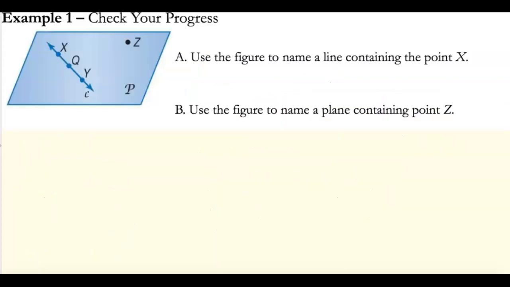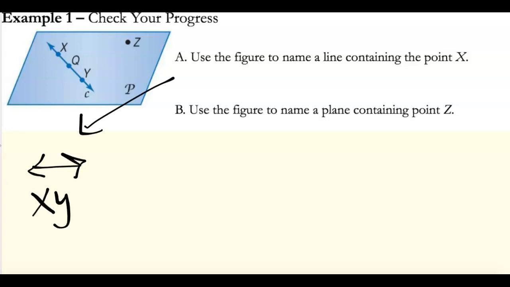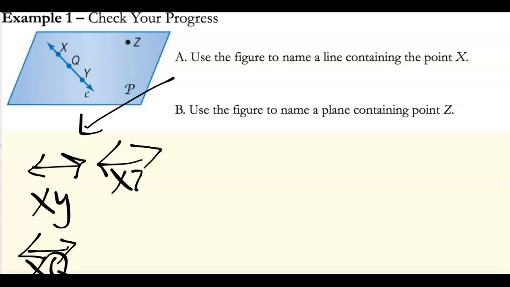So this is a check your progress, and so you are going to pause the video and answer the questions, and then I will come back together with you and we'll go over the answers. So use the figure to name a line containing point X. Again, there's lots of possibilities. For this one, to name X would be XY. We could use line XQ. We could use XZ, ZX. Any of those would work.